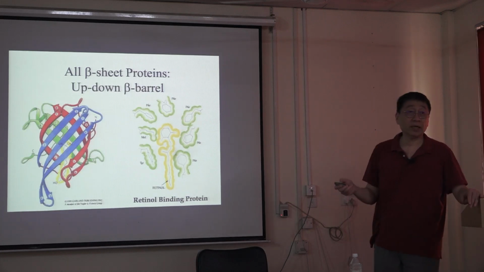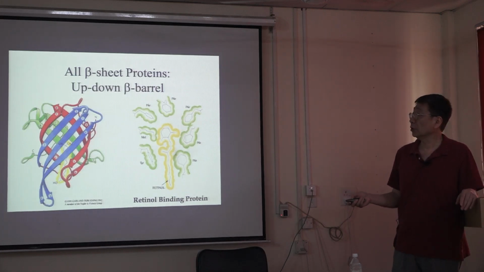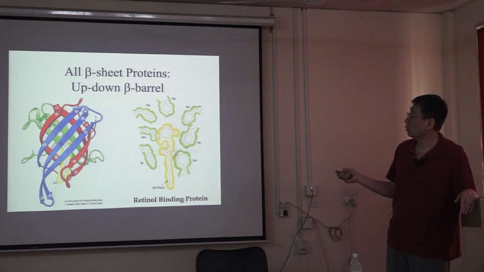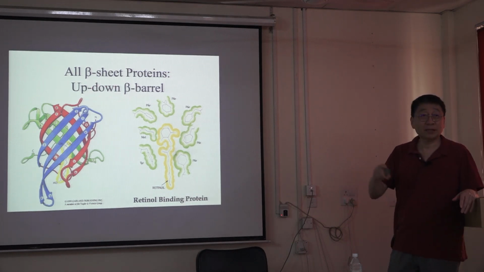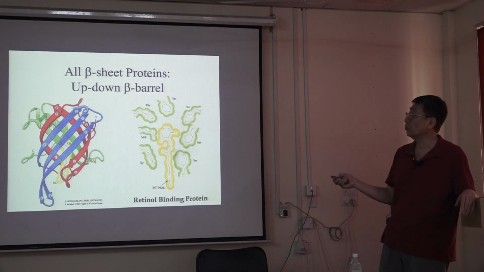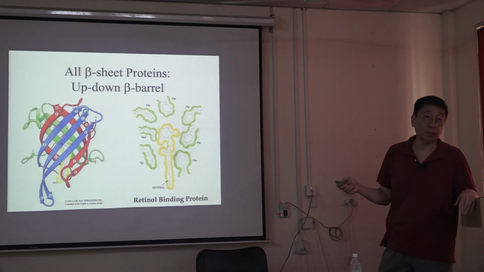Okay, so that's beta sandwich. One example I showed you. Now let's talk about beta barrels. So I mentioned up and down, changing direction. So here, the simplest beta barrel will be the up-down beta barrel.